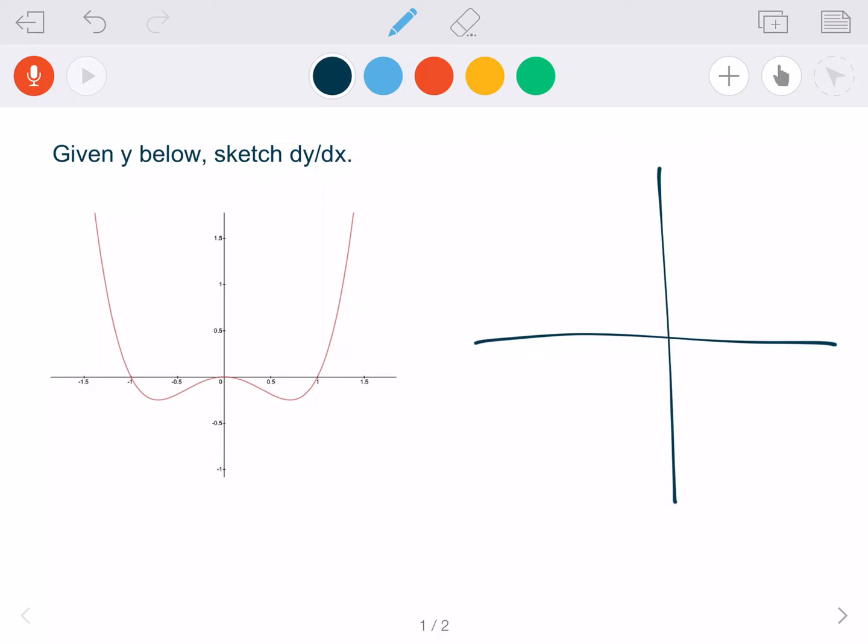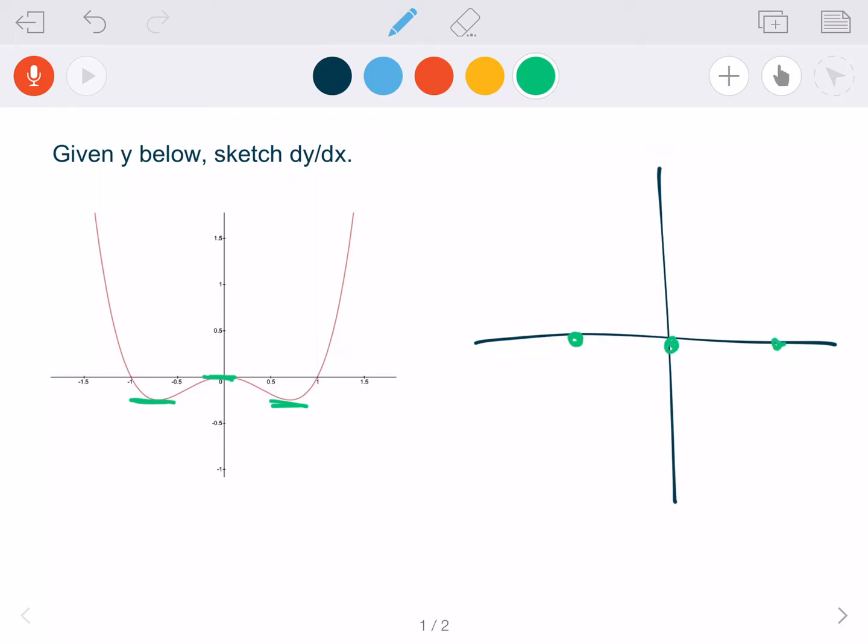I'm going to look for some distinguishing features. And the first thing I always look for is where is the graph flat? Where is the derivative equal to 0? And I see that's going to happen right here, here, and here. So those are points that I know right away that thing's going to be equal to 0.